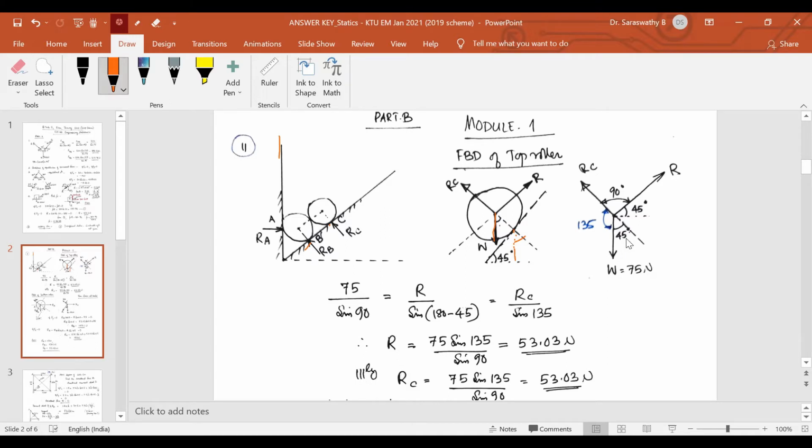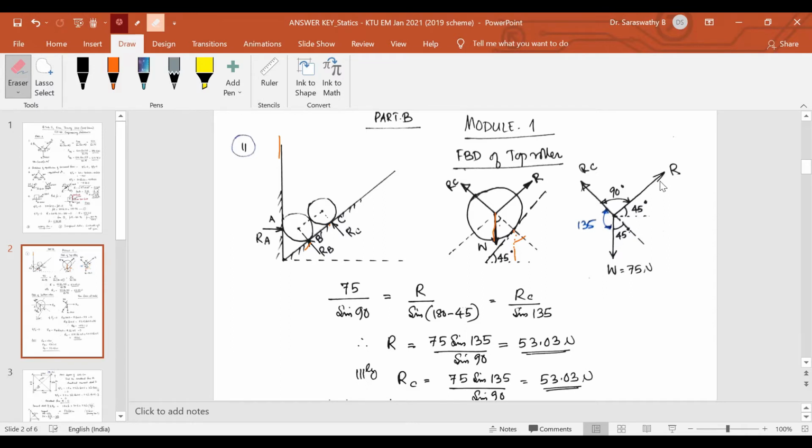The angle between two planes is theta, and the angle between the normal to that plane and the vertical is also theta. So I have got this as 45 degrees. The angle which it makes with the horizontal is also 45 degrees. This is 90. If this is 45, the total is 180, so 90 plus 45 is 135. The remaining angle is 180 minus 45, which is 135. So all the angles are marked in the figure.